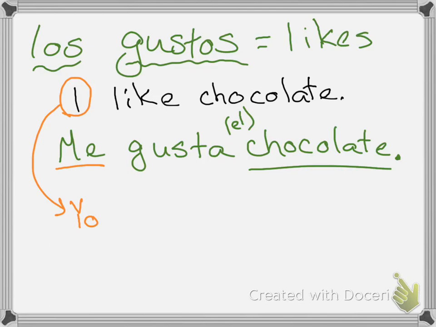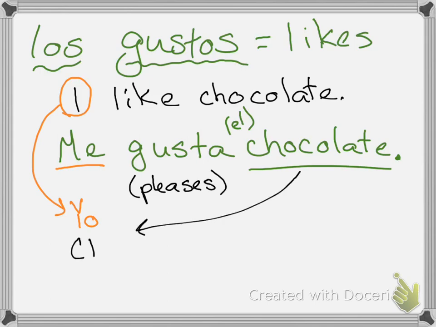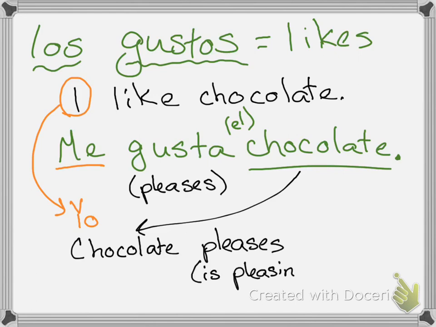Gusta technically means pleases. So what I'm saying here is actually chocolate pleases or is pleasing me, right? So chocolate is pleasing to me. Chocolate pleases me. Me gusta chocolate. However, we don't really talk like this in English. So in English, we would translate this sentence as I like chocolate.